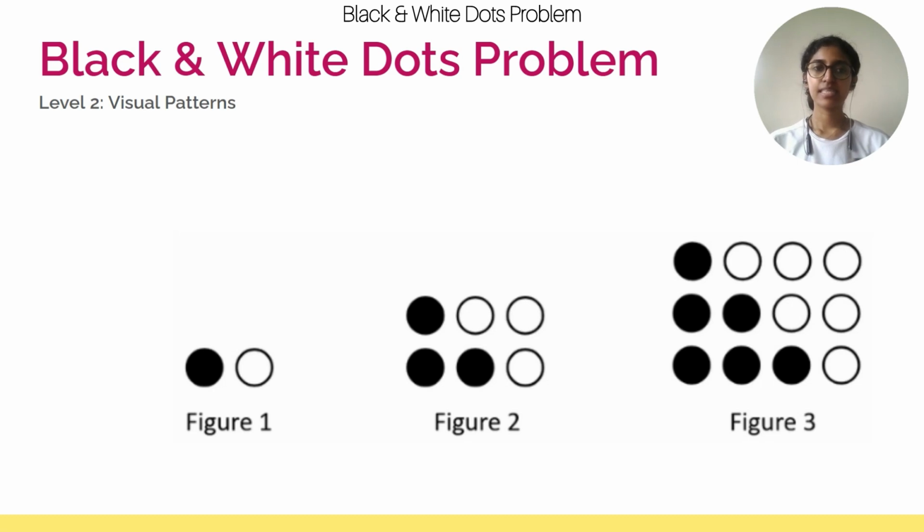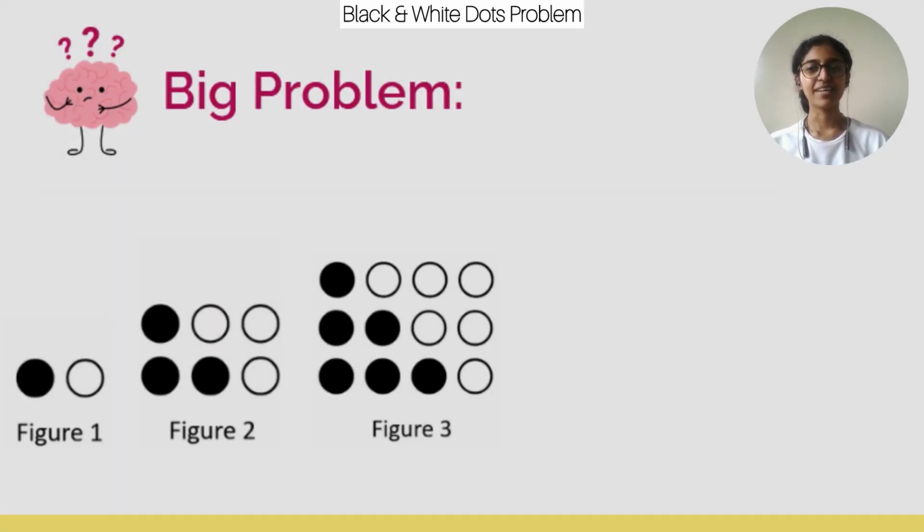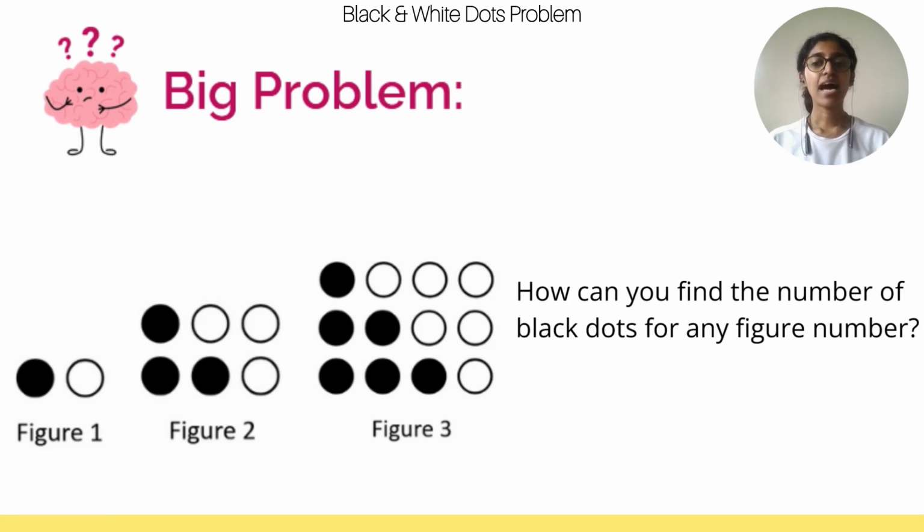As you can see, this is a visual pattern recognition problem for level 2 students, and it's also essentially a way for our students to come up with the proof for the total of numbers 1 plus 2 plus 3 and so on. Now let's see what is the big problem that we have here. The big problem is how can you find the number of black dots for any figure number?